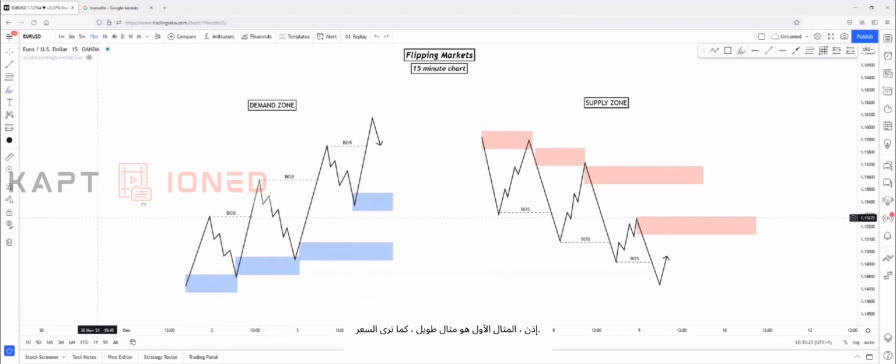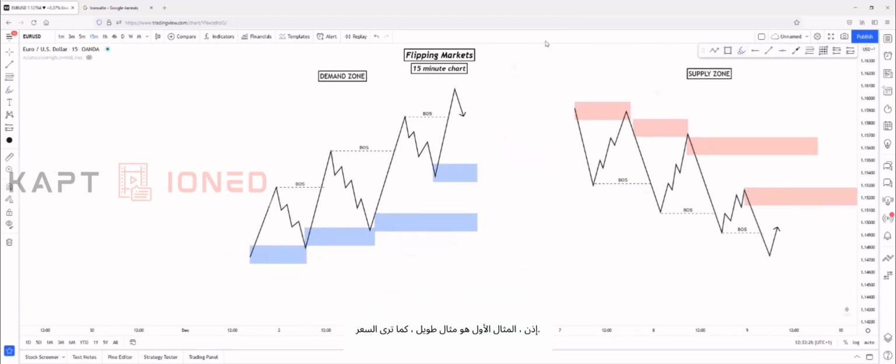So the first one is a long example. As you can see, price, let's say, created an inefficient movement to the upside, because you won't see inefficiency on this line, but let's say with candles, it created inefficiency. First criteria is fit. This was the last high point. This was the last low point. Price with an inefficient movement broke through the last high point, so it broke structure to the upside. So the second criteria is fit.